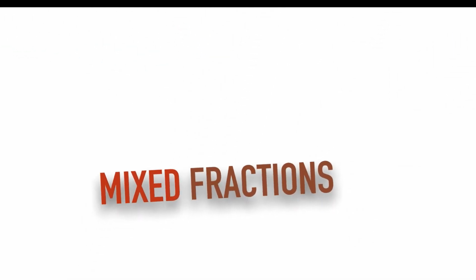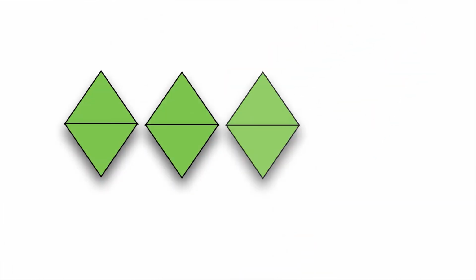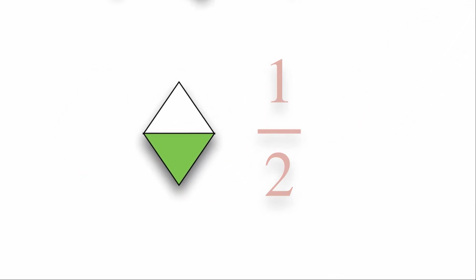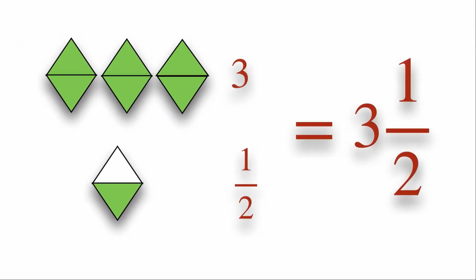Mixed fractions are made out of a whole number and a fraction put together. For example, 3 fully shaded shapes here are represented by 3, and add half a shaded shape. Mix the whole number and fraction together. This is now 3.5. This is an example of a mixed fraction.